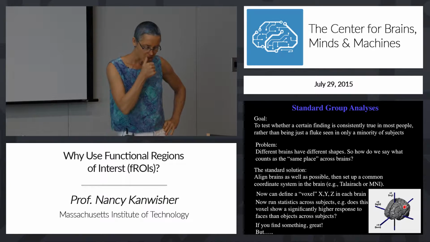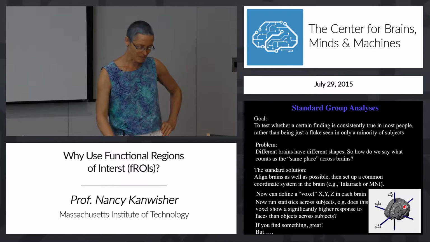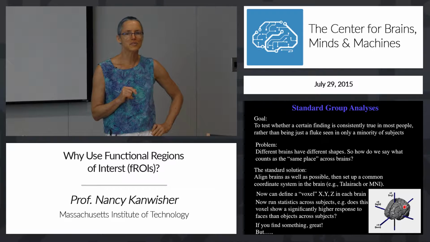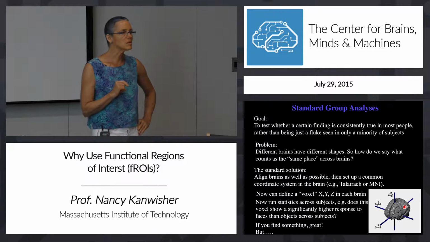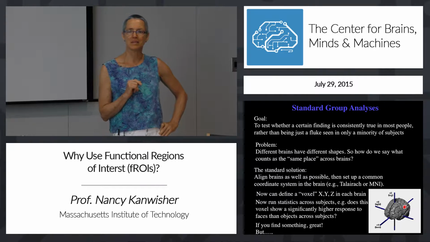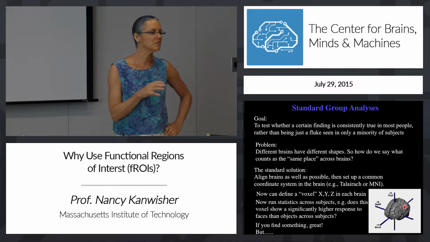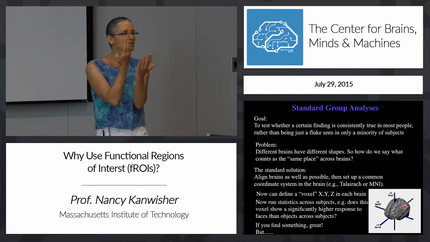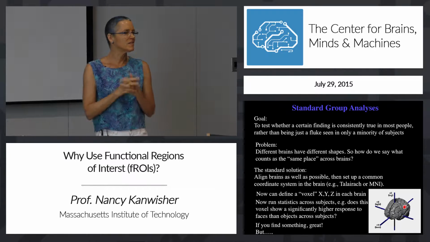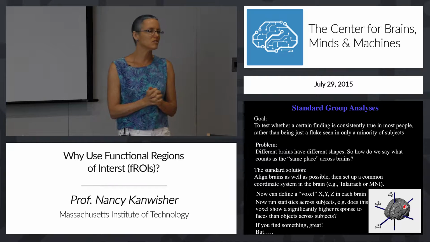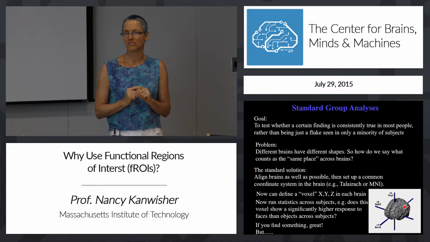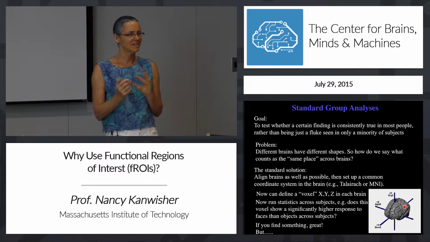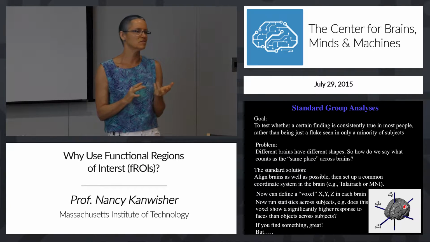The problem with this method is that different brains have different shapes. So we have a real problem in saying what counts as the same place in different brains. Different brains are shaped as differently as different faces are. And if you did your best to align two different faces, you still wouldn't do very well. If somebody asked, is the freckle on my nose in the same place as the freckle on your nose? It's actually not a very well-defined question because our noses are slightly different shapes. So what exactly would that mean?